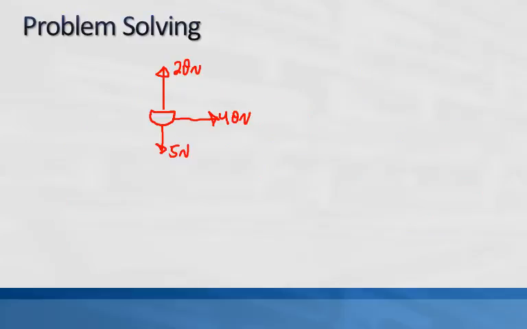All right, so for this one, go ahead and determine the net force of this system. If we have a 20 Newton force going up, 40 Newton one going to the right, and 5 Newton down, go ahead and get the net force on the system.